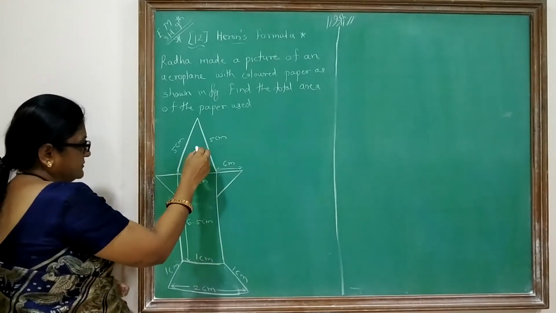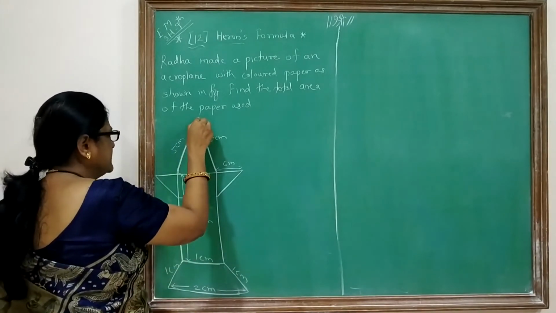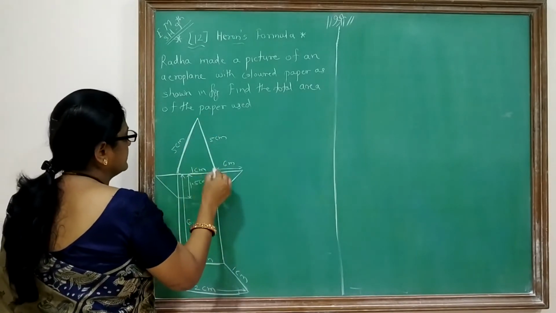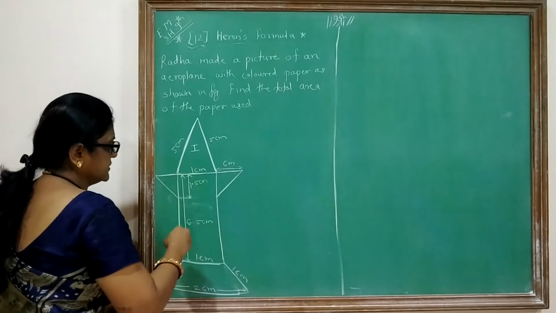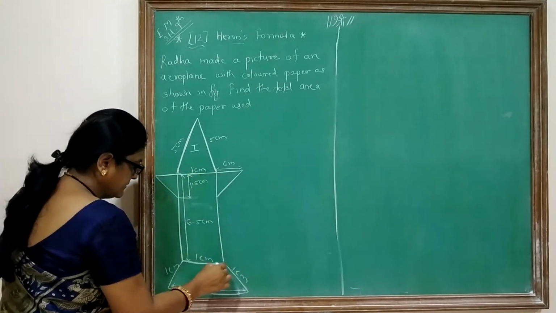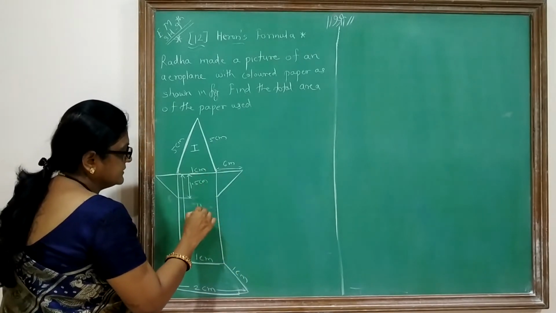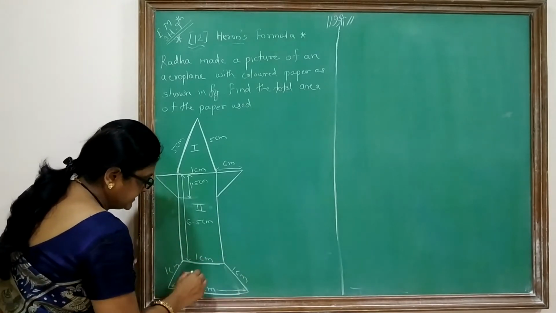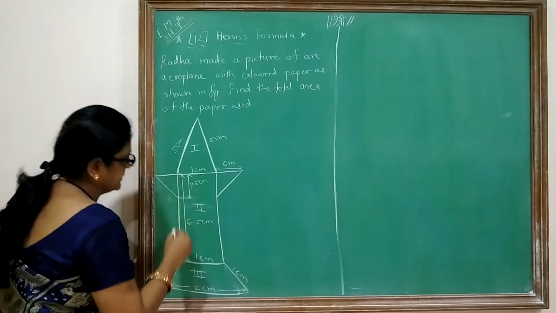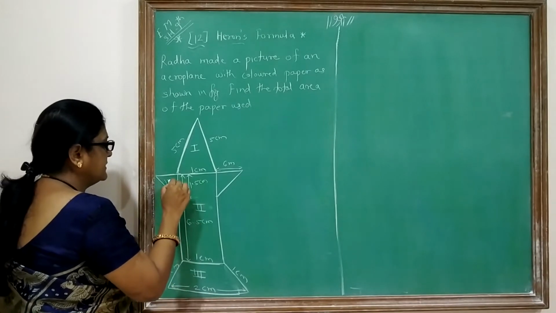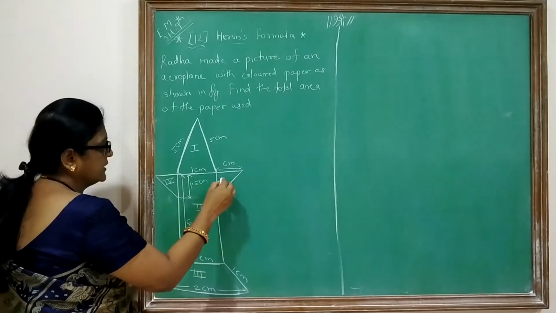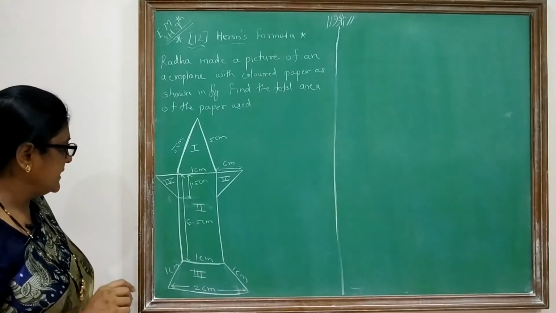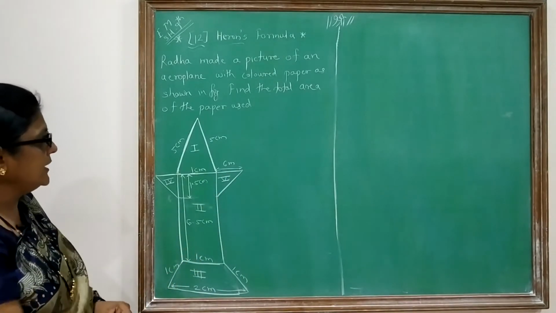Then see the diagram. In this diagram, this is the triangle, your first region. This is a rectangle, your second region. And this is your trapezium, then this is your third region. Here a triangle is present, the fourth, and here the fifth region. Then find the total area.